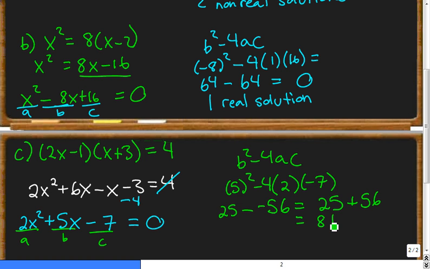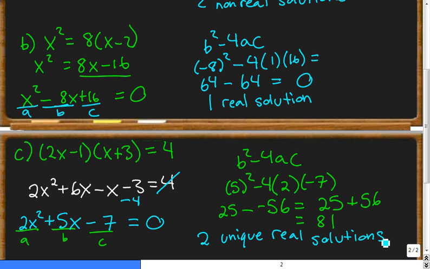Well, this is a positive number. This is a positive discriminant. What that is going to mean is that we're going to have 2 unique real answers. So we're going to have 2 unique real solutions.